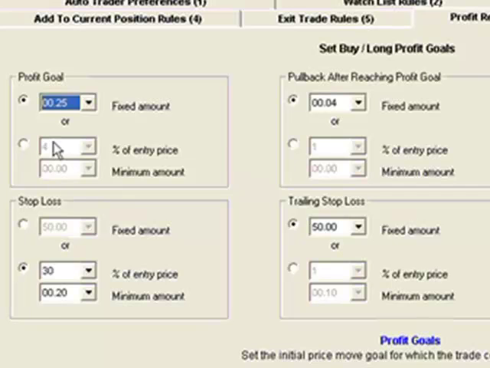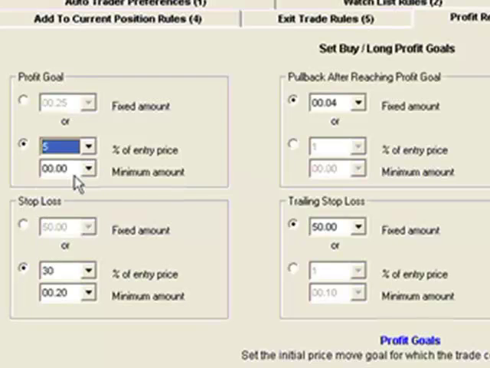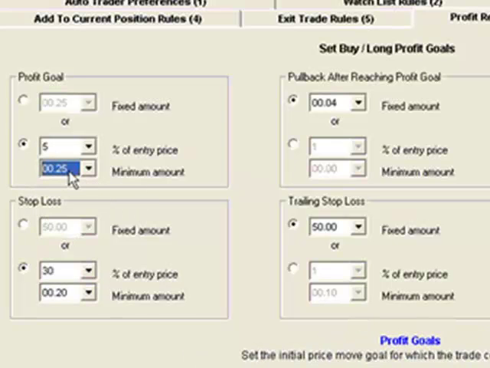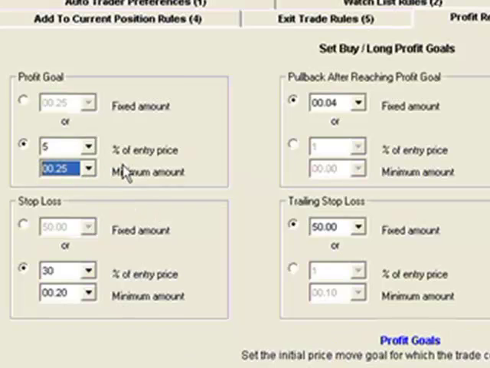Or I can say a percentage. I could say, okay, I want a 5% profit goal. And if 5% results in a number smaller than a quarter, then use this minimum amount. I want to make at least a quarter. So if I was trading a dollar stock, 5% of a dollar stock is only a nickel. So obviously that's below a quarter, so it would have a quarter goal.